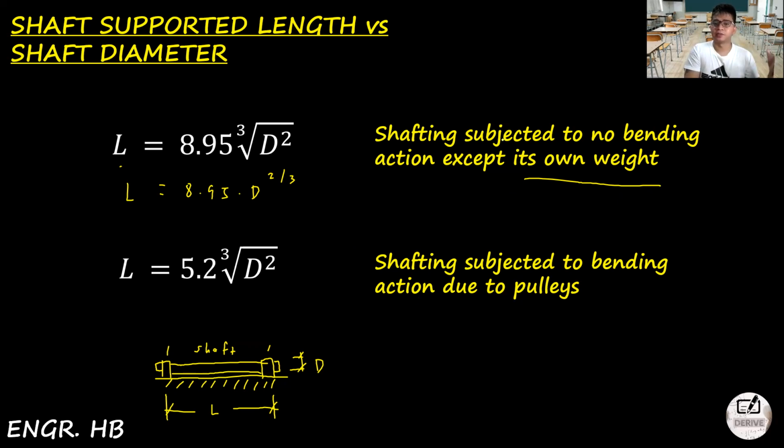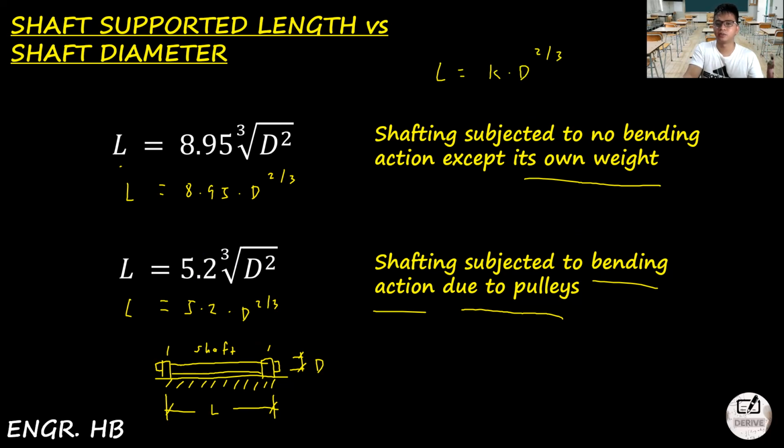So kung dito sa first case, its own weight, ito naman due to pulleys. Ito wala, pero ito meron, bending action due to pulleys. So ang relationship naman niya is length is equal to 5.2 d raised to 2/3 din. So magkaiba lang yung constant. So just remember the L is equal to K times d raised to 2/3.